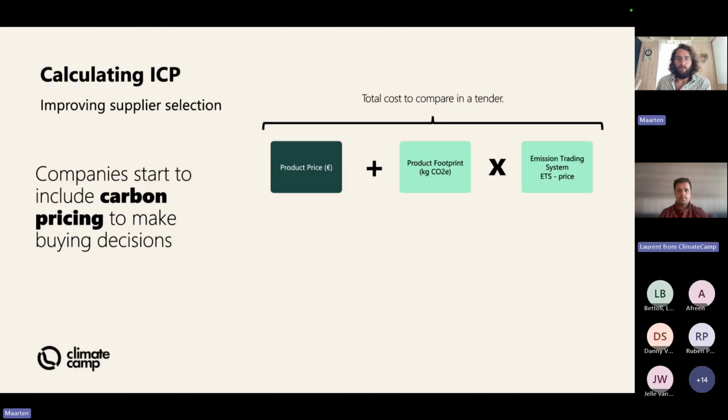Which brings me to my next part, and for this I will involve Laurent to talk a bit more about how you can use carbon pricing to improve supplier selection.